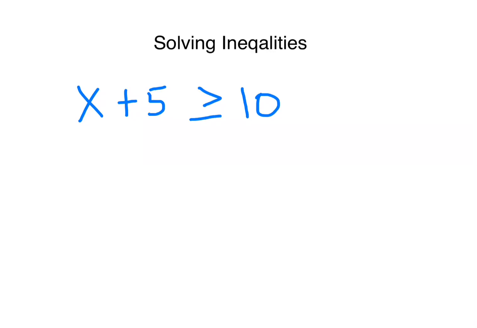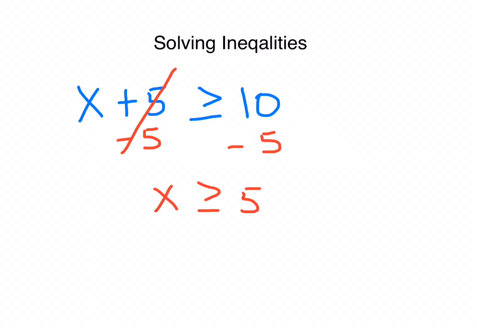So let's get started. Here we have x plus 5 is greater than or equal to 10. Okay, how do we solve for this? Really simple. We want to get rid of the 5. So we are going to do the opposite of 5, which is minus 5. That'll cancel that out. So we're going to do minus 5 over here. So your answer should be x is greater than or equal to 5. This simple.